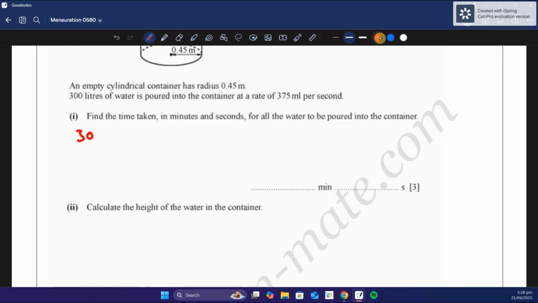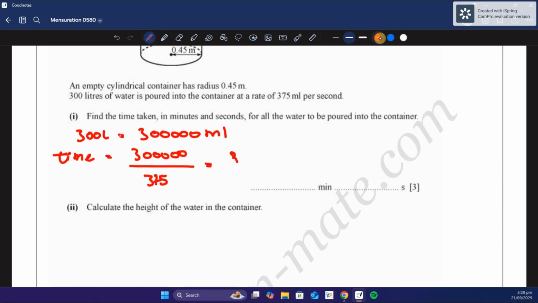So 300 liters would mean simply into 1000, so 300,000 milliliters. Then the time taken in seconds, so that would mean 300,000 divided by 375. This took us 800 seconds, and if you convert this into minutes, we would get 13 minutes and 20 seconds.